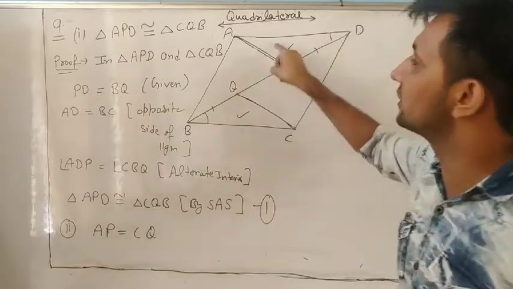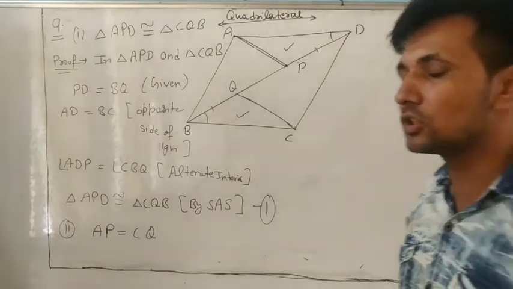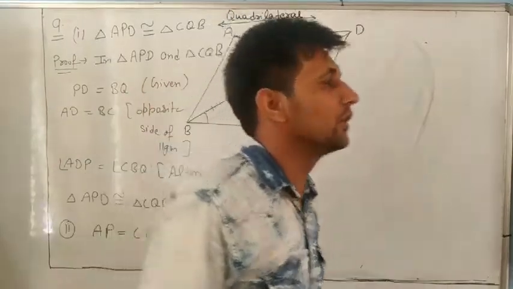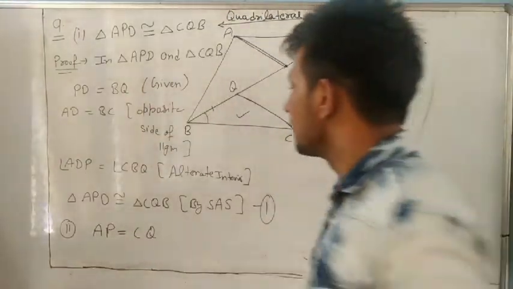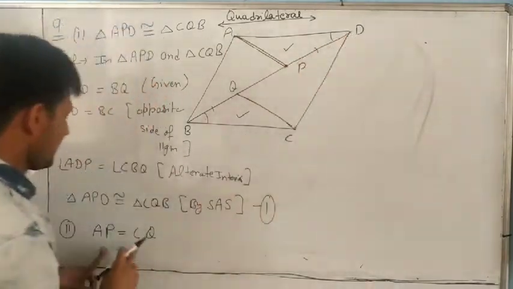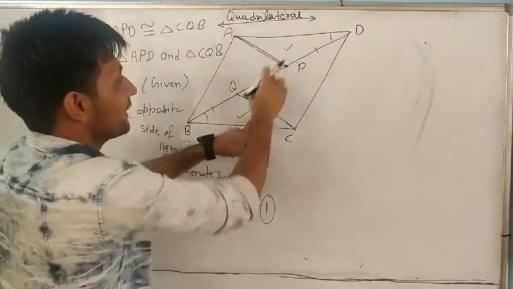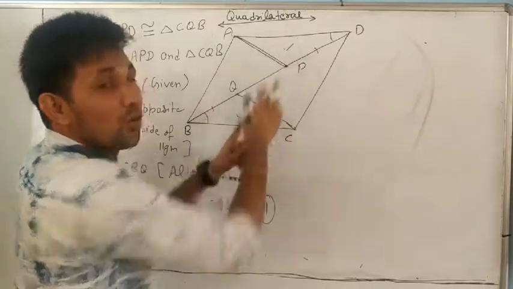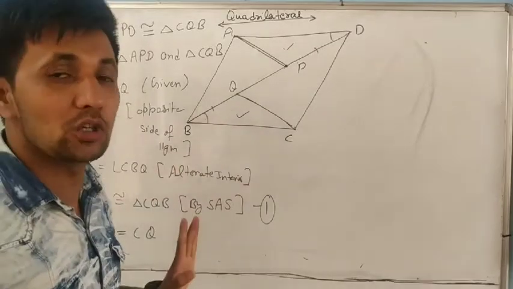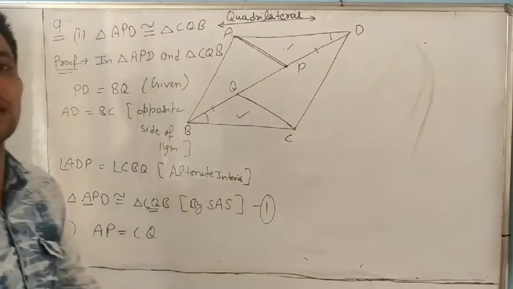Because if these two triangles are congruent, it means these sides are equal. Why? Because by CPCT. CPCT means corresponding parts of congruent triangles. So we observe AP in which triangle? APD, and CQ in which? CQB. And we already proved that these two triangles are congruent in the first part. So now we will check whether AP and CQ are corresponding parts or not. Yes, AP is first 2, CQ is also first 2.